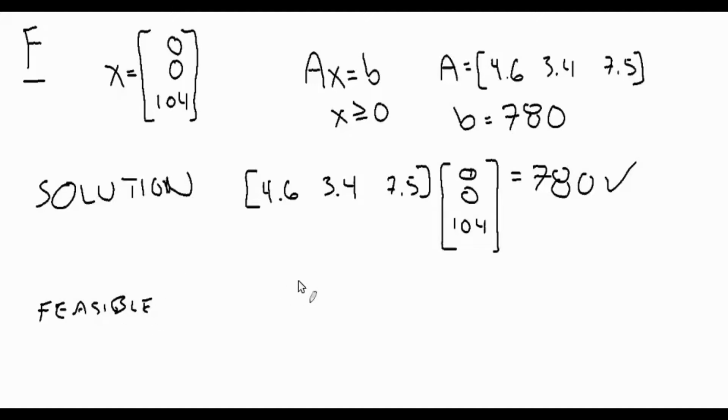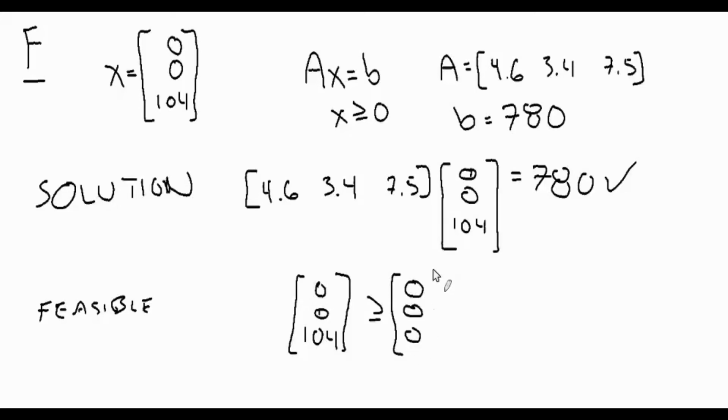Well, let's check to see whether our vector X is in fact greater than or equal to the 0 vector. Yes, yes, yes. Check. So now we've determined that X is a feasible solution. The last thing we have to do is to check the basic part of this.